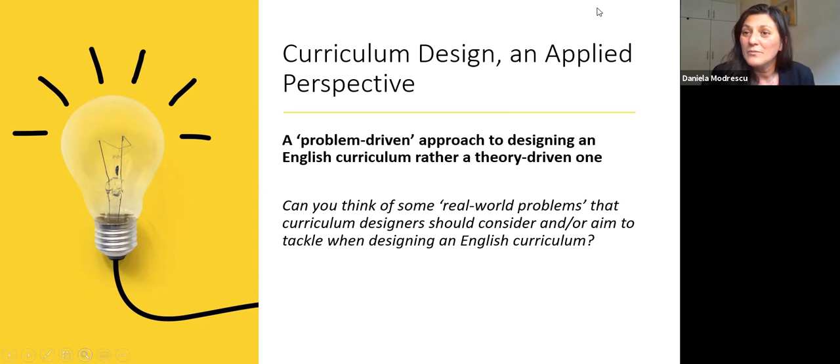So yeah, if we are looking at the curriculum design from an applied linguistics perspective, it means that we are looking at it with the idea that our curriculum should take into account certain real life problems, or as many as possible, let's say. So it's a problem-driven approach to designing English curriculum rather than a theory-driven one.